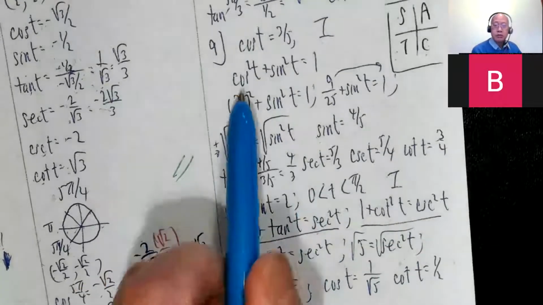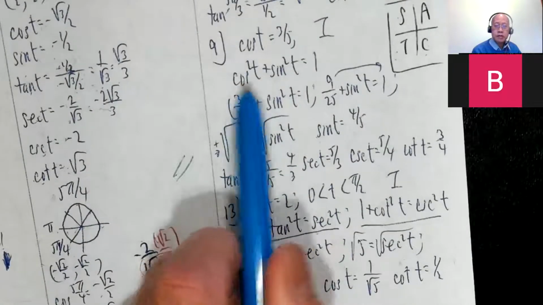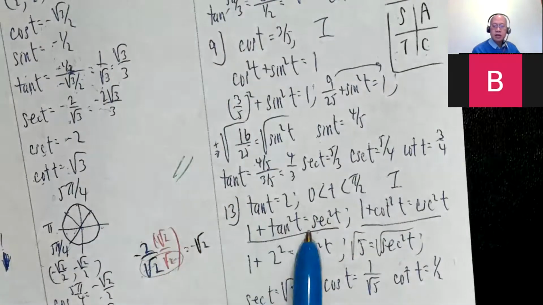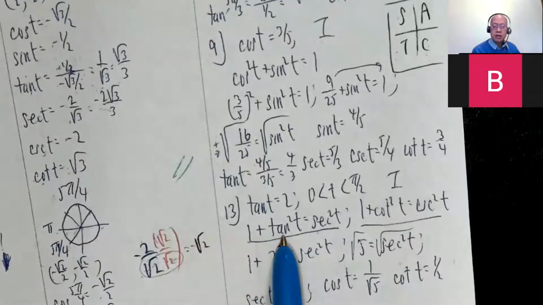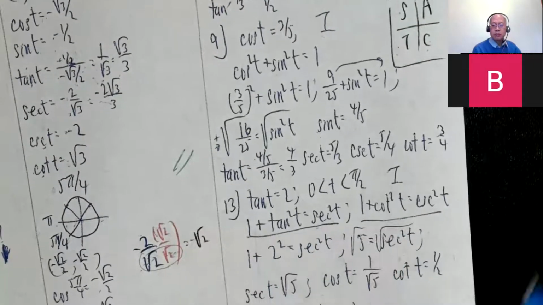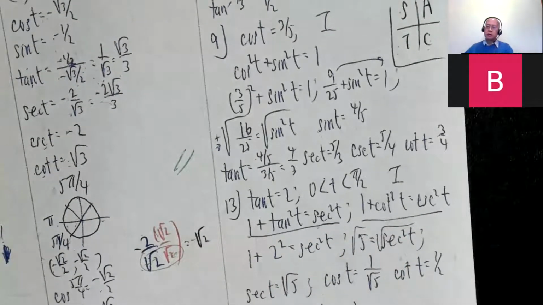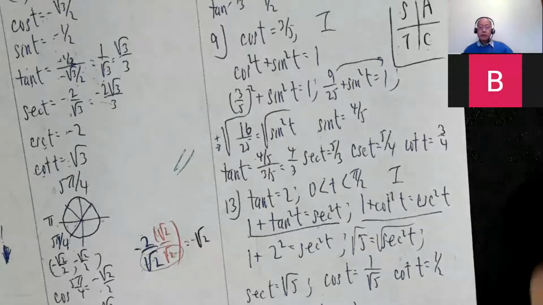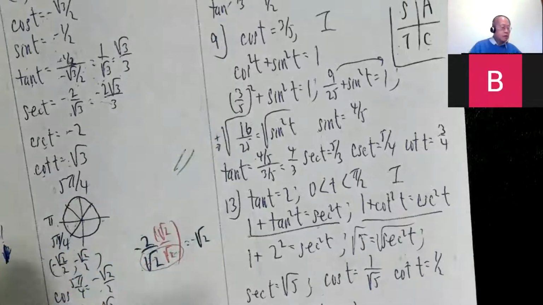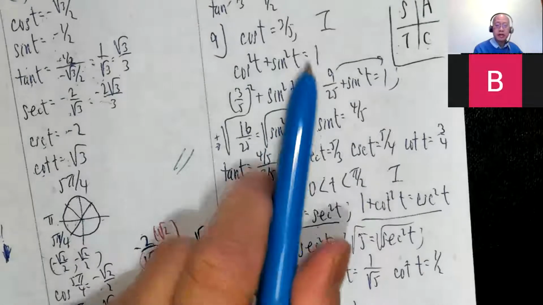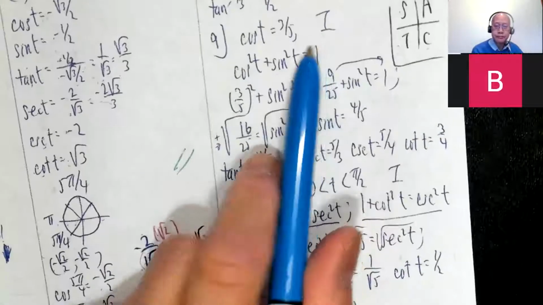So I would advise put this on your formula sheet. Cosine squared t plus sine squared t equals 1. And these two also put in your cheat sheet. 1 plus tangent squared is secant squared. 1 plus cotangent squared, cosecant squared. Okay, now, if they tell me I'm in quadrant 1, that's my best case scenario. Everything's positive, right?